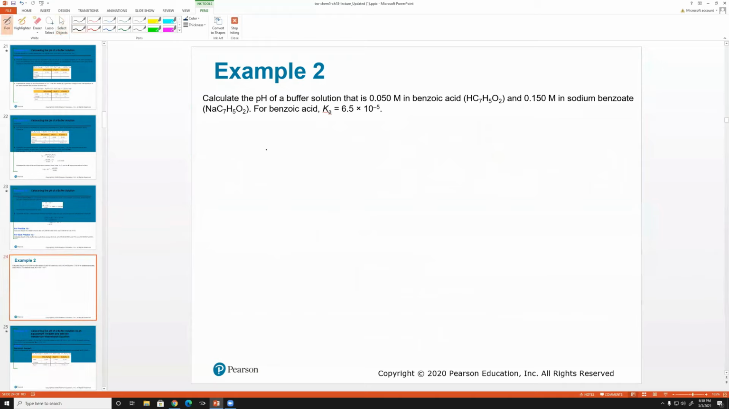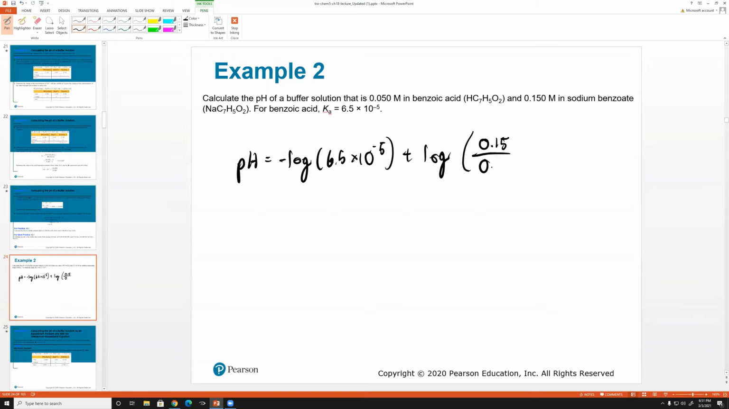So calculate the pH of a buffer solution containing 0.05 molar benzoic acid, which is that, and 0.15 sodium benzoate, which is just the conjugate base carried by a sodium. Benzoic acid's Ka is that. So again, Henderson-Hasselbalch it up. pH equals negative log of the Ka, 6.5 times 10 to the negative fifth, plus the log of the base concentration, 0.15, divided by the acid concentration, 0.05. So that'll be the log of 3. And then that answer will be a certain number. I'll let you guys figure it out.